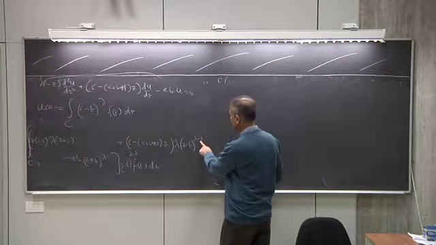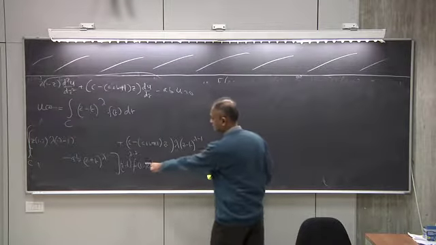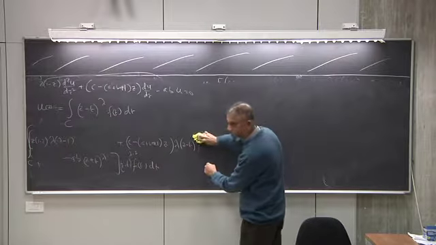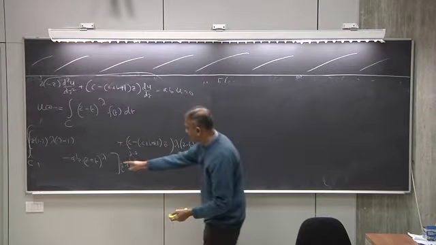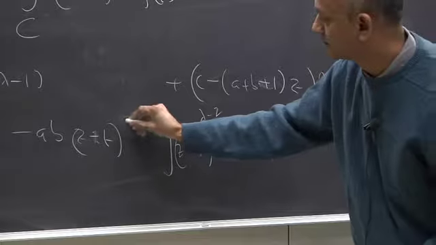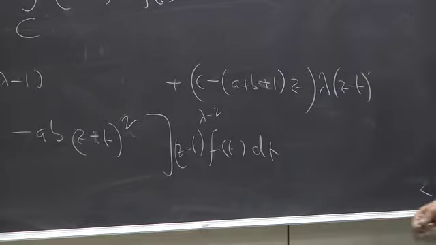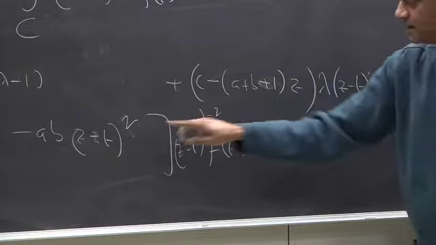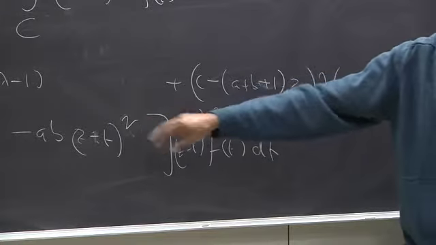Here I have lambda minus 1. So if I take out lambda minus 2, then there will be 1 power left over. And here 2 powers will be left over, once I take out a common factor. Because this was lambda originally, I'm taking out lambda minus 2, so I'll have 2.